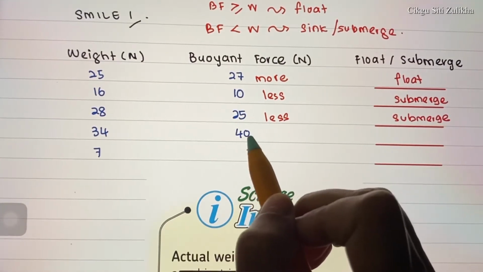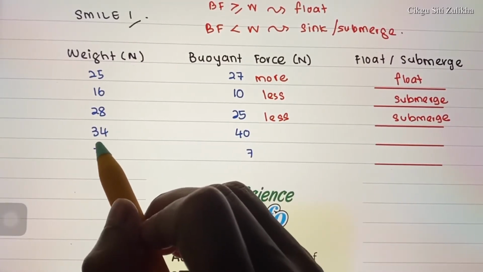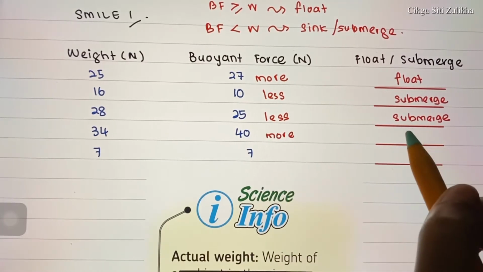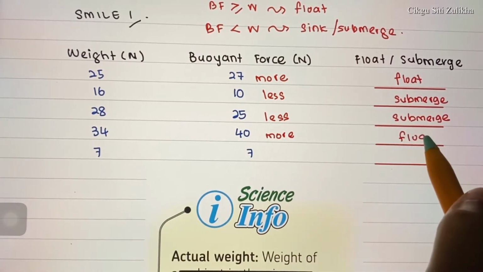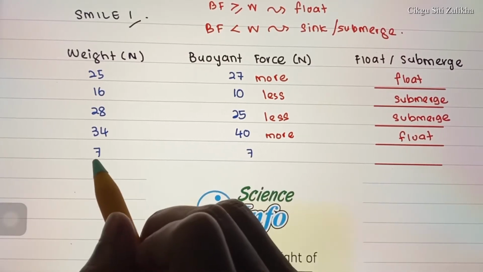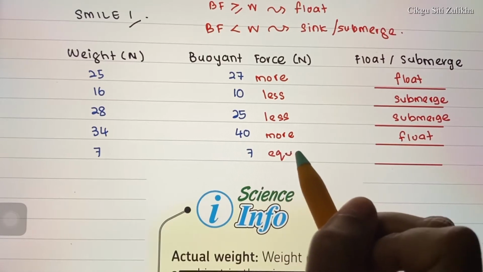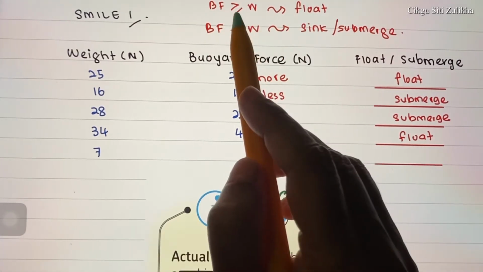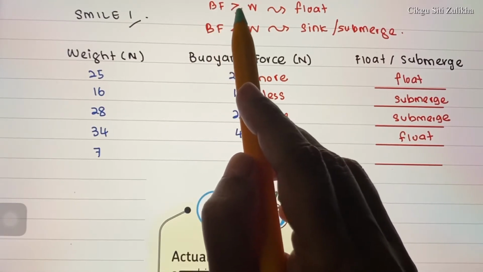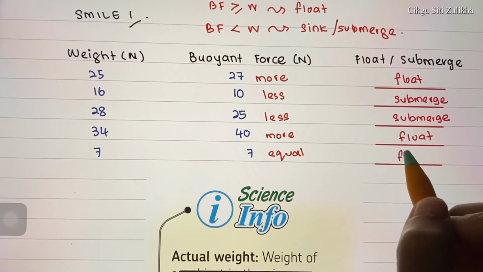Now, buoyant force is 40, weight is 34. So, buoyant force is more, so the object will float. Buoyant force is 7, weight is 7. So, they are equal. If equal, we go back to this concept. Once your buoyant force is more than or equal to the weight, the object will also float.